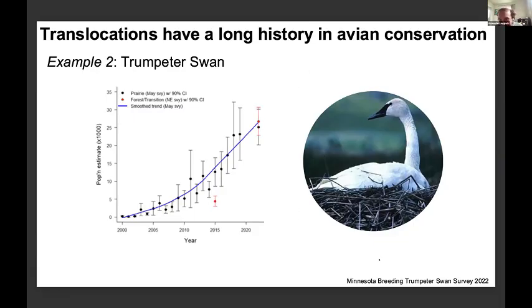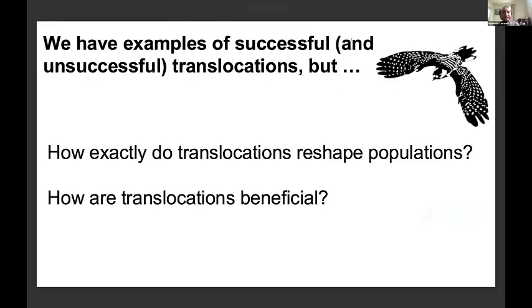This plot ends in 2022, I think, but now I think we're nearing or beyond 40,000 or approaching 50,000 birds. So this is another example of how translocations have brought about birds that we see pretty commonly now. To me, these are really inspirational examples of how translocations can be used to benefit these birds that we love so much.